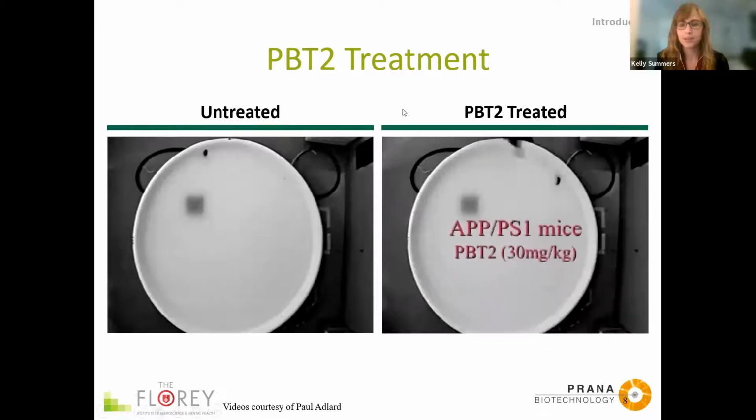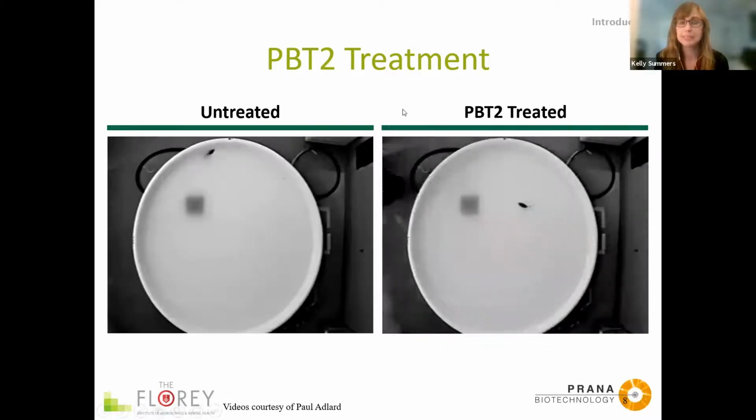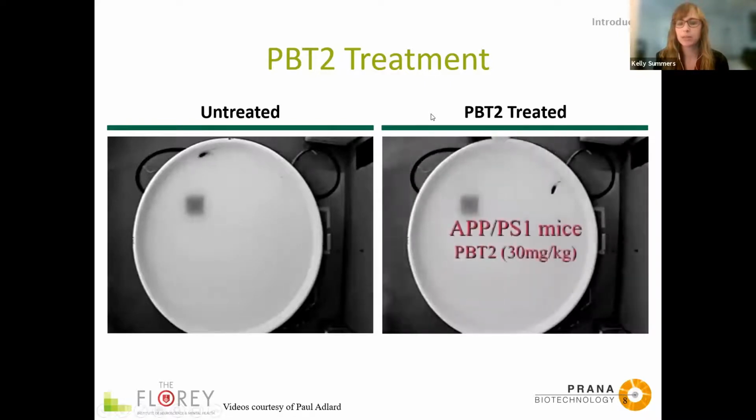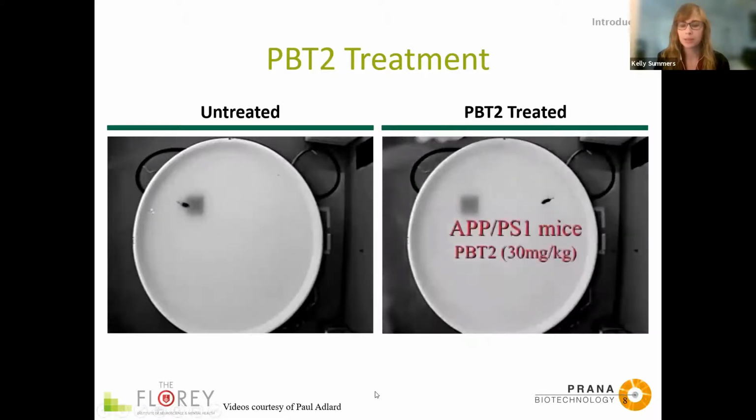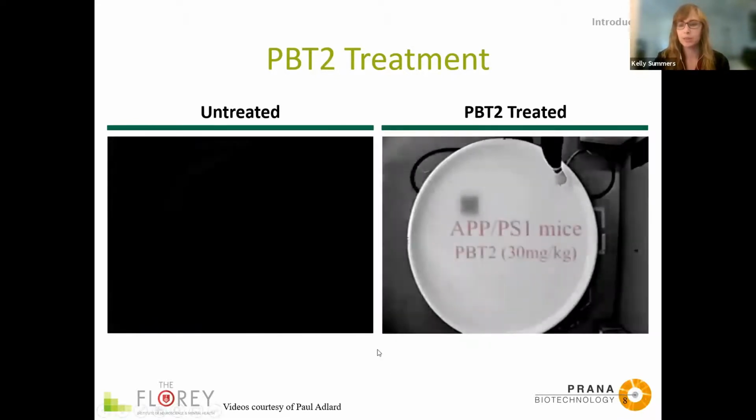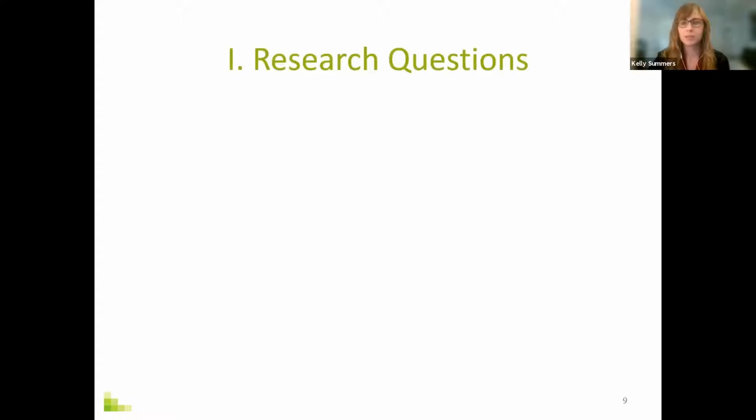I can start the second video here. In the PBT2 treated mouse, you can see how he very quickly swims directly across to the platform and is able to get up out of the water. And this is just a really striking example of what was seen in the mouse model in some of these early studies. And so this was really what led us to develop some of our research questions for my PhD.